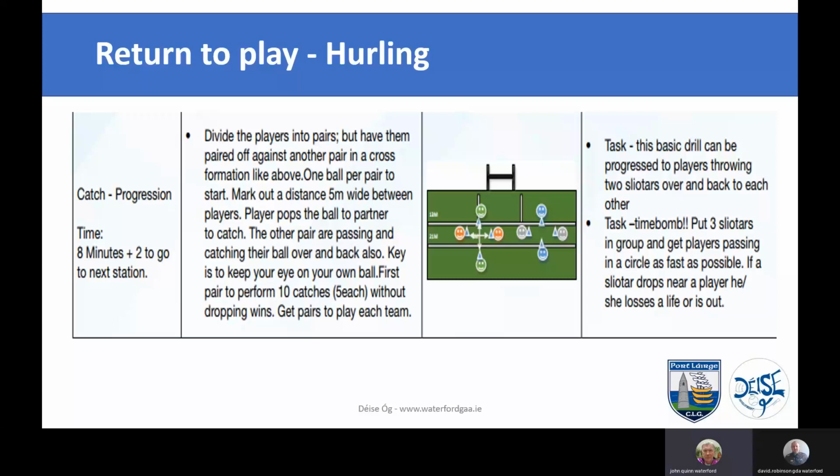So I'll just briefly go through some of the hurling sessions. They're aimed at the 9 to 12-year-olds, and they're all on the basis of non-contact. So if you take the first one there, and the diagram is there, it's just about dividing the players into pairs and having them throwing the ball across to each other, so that with little distractions while they're catching the ball, it helps them to focus on it and concentrate.